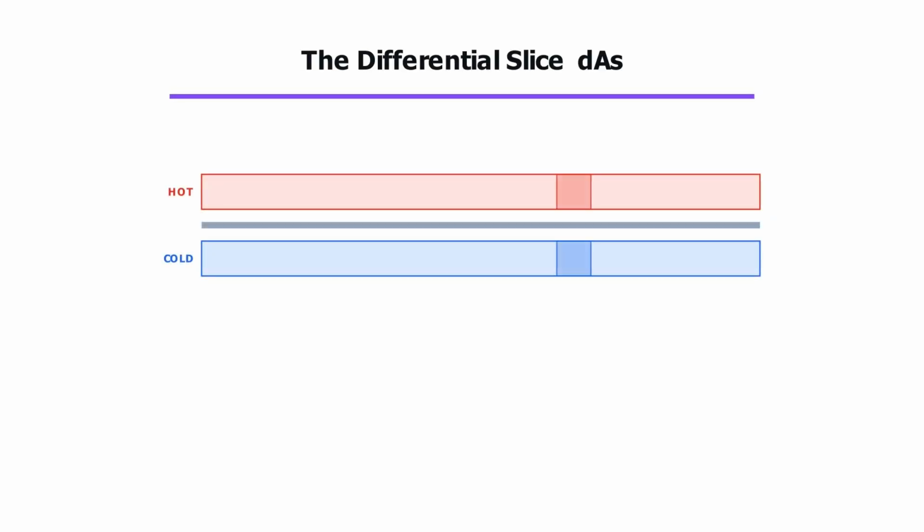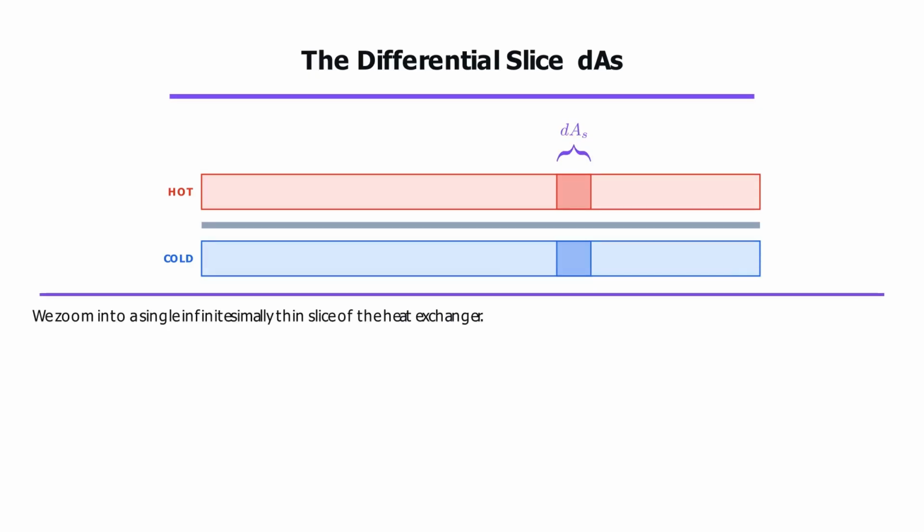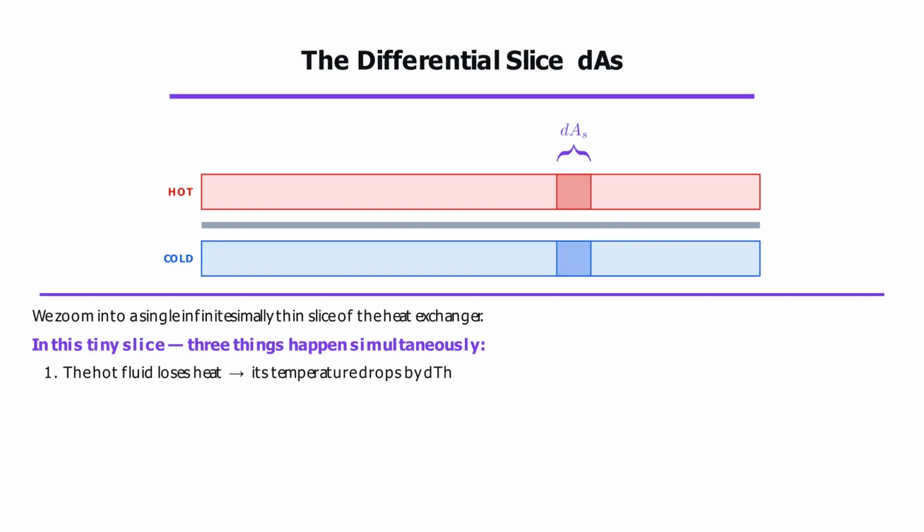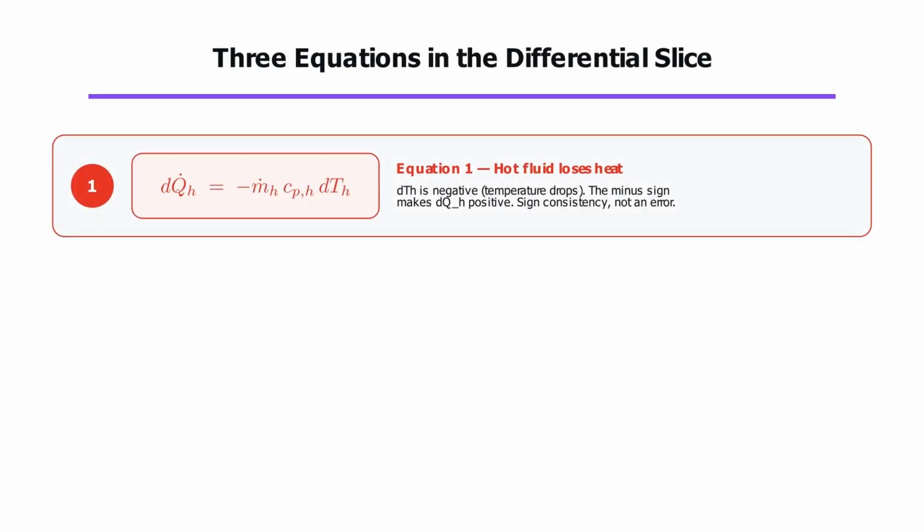Let us zoom into a tiny differential section of the heat exchanger, an infinitesimally thin slice of surface area, which we call dAs. In this tiny slice, three things are happening simultaneously. First, the hot fluid loses heat. The hot fluid's temperature drops by a tiny amount, dTh, as it passes through this slice. Delta QH equals negative m dot h times CPH times dTh.